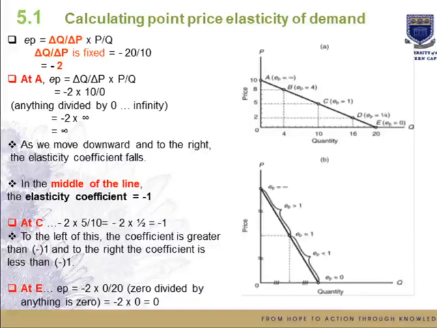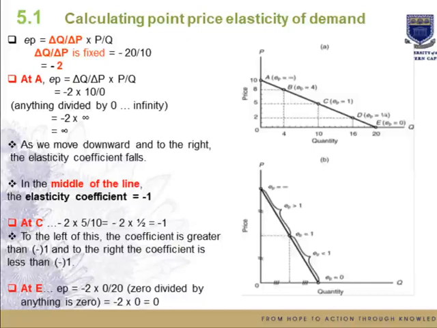From these calculations, we know that as we move downwards and to the right from point A, the elasticity coefficient falls. Furthermore, in the middle of the curve, the elasticity coefficient is equal to 1. To the left of this, the coefficient is greater than 1, and to the right, the coefficient is less than 1. Remember, this is in absolute terms.